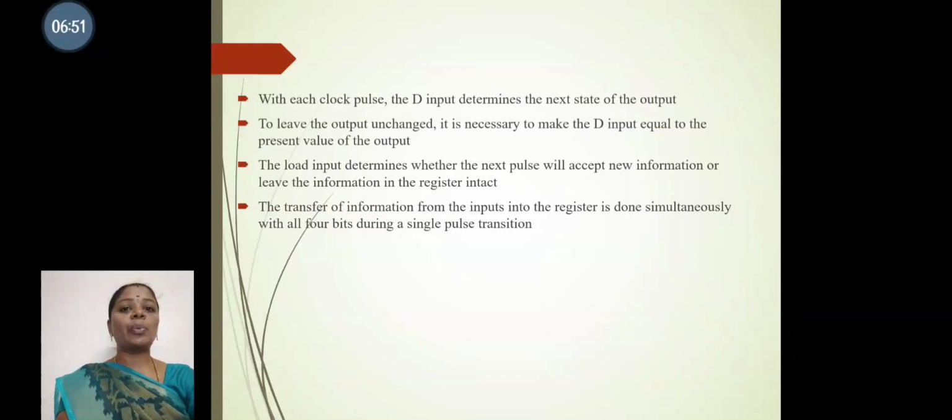With each clock pulse, the D input determines the next state of the register. To leave the output unchanged, it is necessary to make the D input equal to the present value of the output. The load input determines whether the next pulse will accept new information or leave the information in the register intact. The transfer of information from the inputs into the register is done simultaneously with all 4 bits during a clock pulse.